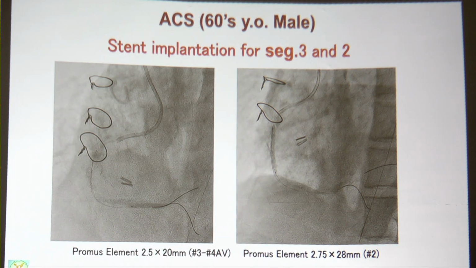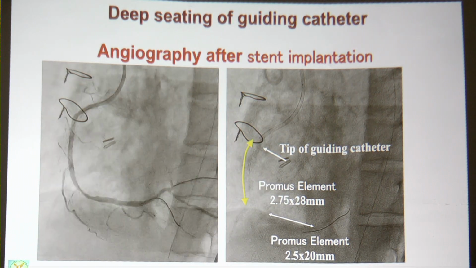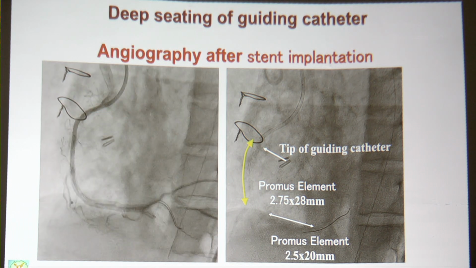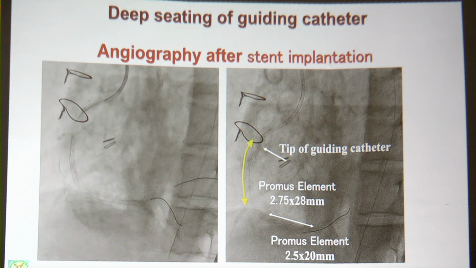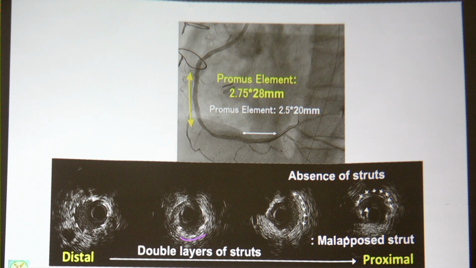And this is another case of ACS. We put a stent in the distal portion, across the distal RCA AV branch, and also put another stent in the proximal site. So, a stent in the distal portion and also the proximal portion. But you pay attention to the guiding catheter. During pullback, the guiding catheter deep engaged. This is a problem, right? Just after, it was good, but something was different.